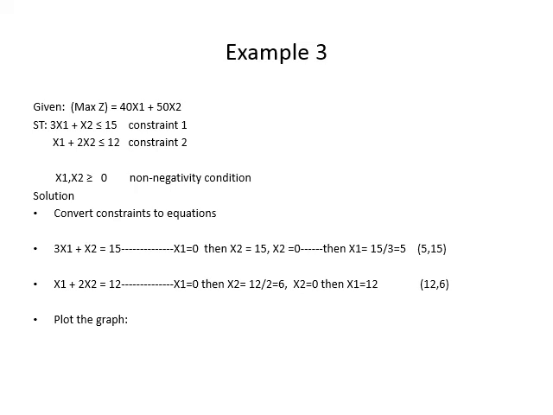The application of graphical methods. Assume that max Z equal 40x1 plus 50x2. That means we are talking about a maximization problem. This objective function indicates that we are talking about a problem of maximization.